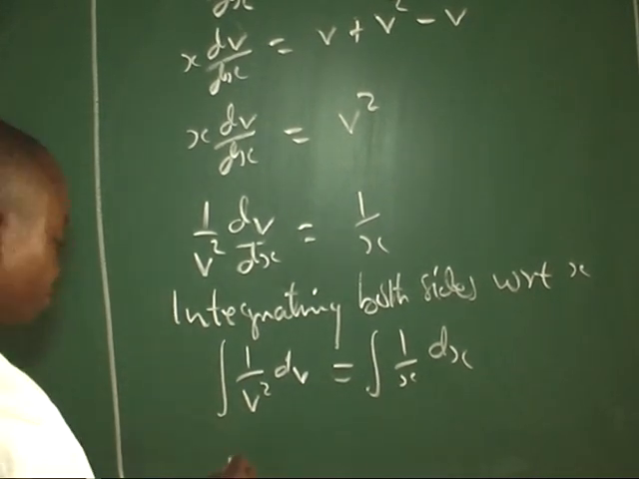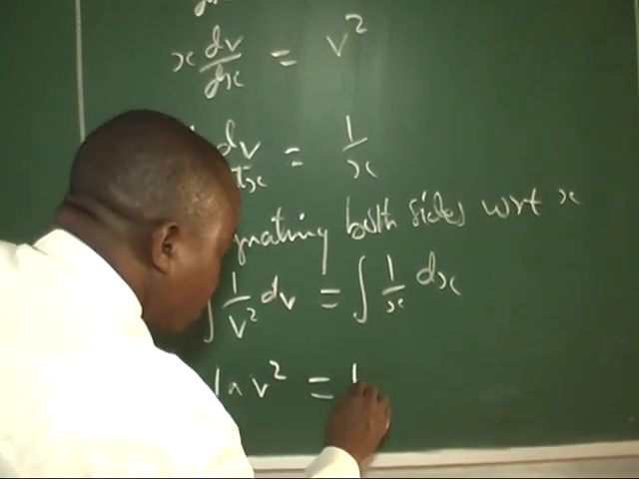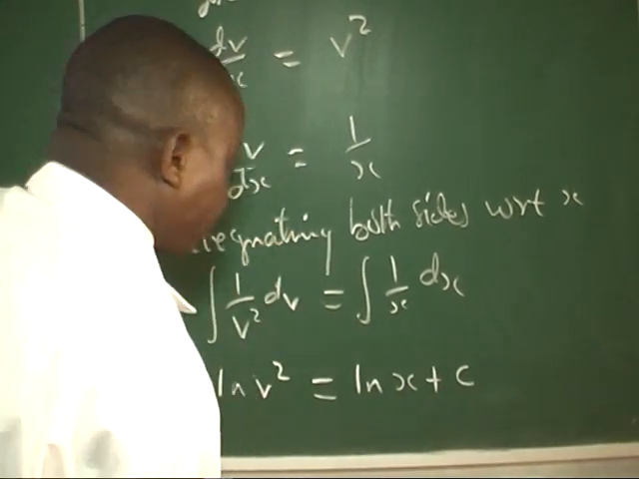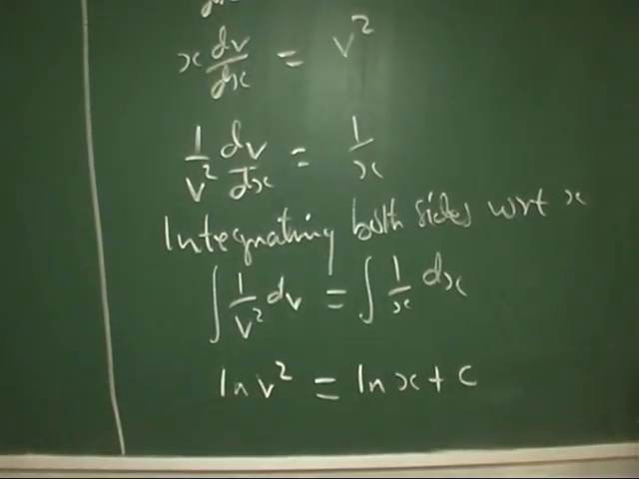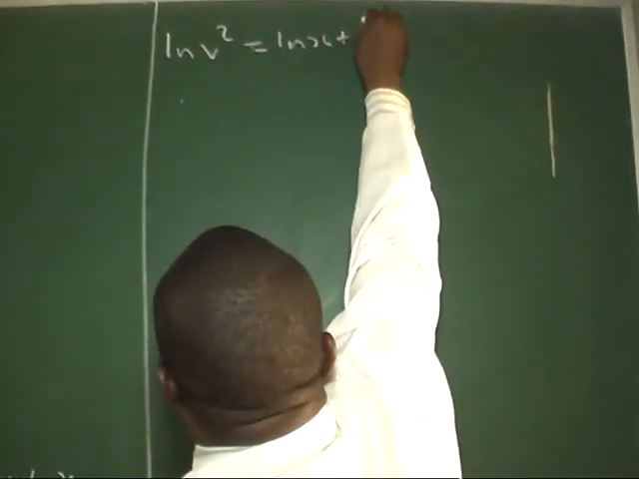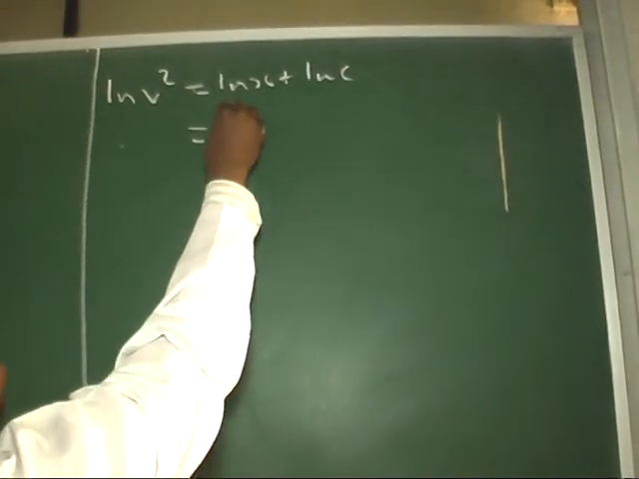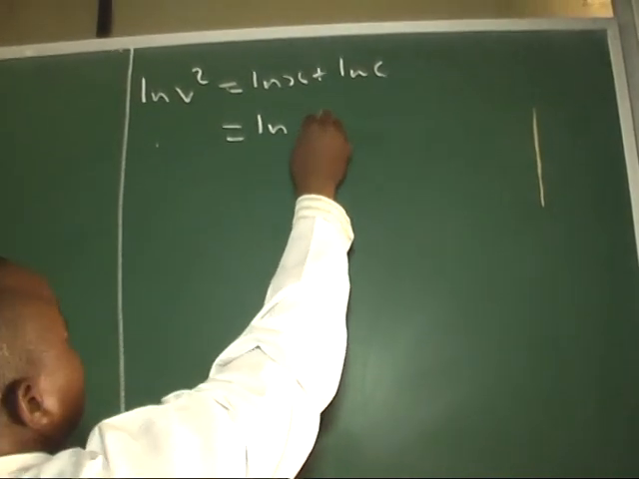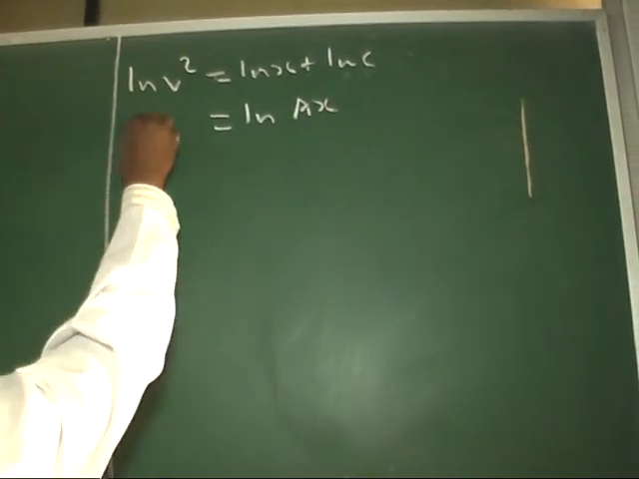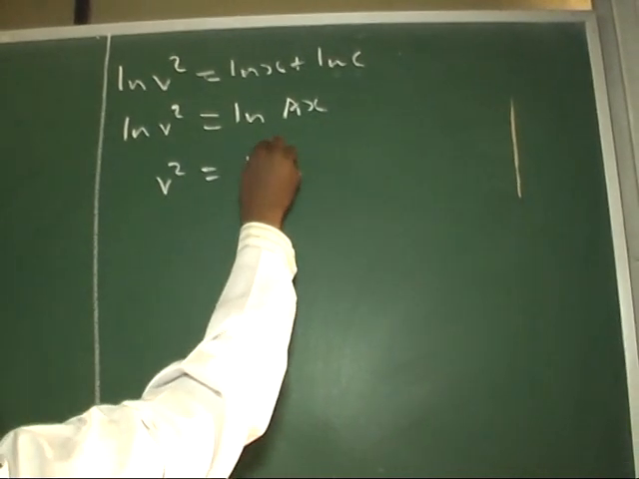So by integration, we will have ln v² equal to ln x plus c, which we can further write as ln v² equal to ln x plus ln c, which is the same as ln ax, where a represents c. So ln cancels ln, and then we have v² equal to ax.